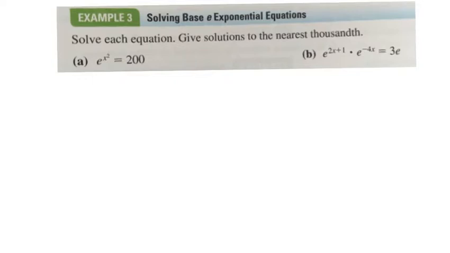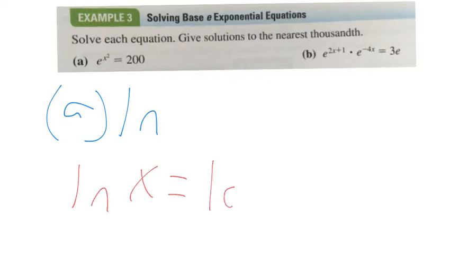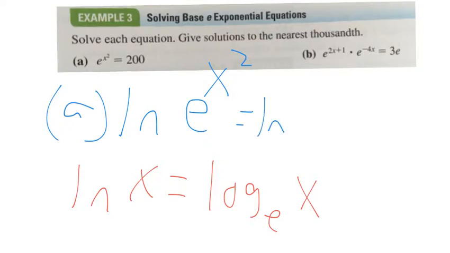Alright, so what we can do, for part A, since the x term is in an exponent and the base is e, you could do log base e or ln. Remember, as a side note, ln of x is the same as log base e of x. So you would do log base e to get it out of the exponent, since the base is e, or you could just type in ln. So ln of e to the power of x squared equals ln of 200.